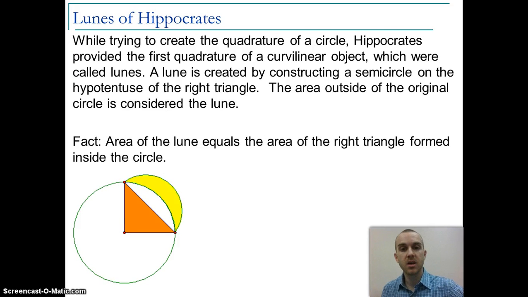However, it did lead to many other creations, such as the lunes of Hippocrates. When he was looking for the quadrature of a curvilinear object, he ended up creating the lune, which is the outside of this semicircle created on the hypotenuse of a right triangle on a circle. And what he found is that the area of the lune is equal to the area of that right triangle made up of the two radii of the circle.